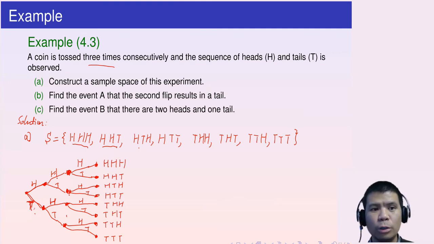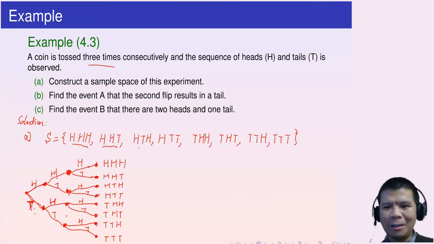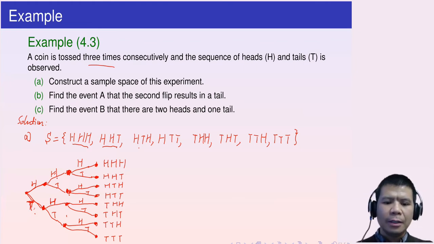That's 2 raised to the power 3 is 8. Right, and this is the pattern. So if, for instance, the coin is tossed 4 times consecutively, then the number of possible outcomes will be 2 raised to the power 4, that is 16, right? And then this sequence can go on and on. Okay, very good.